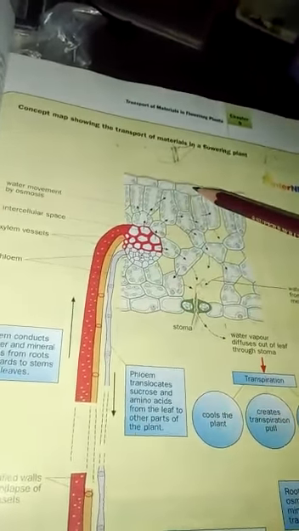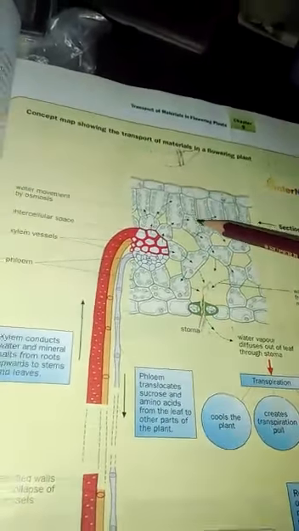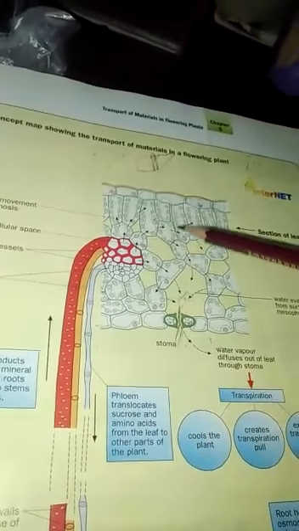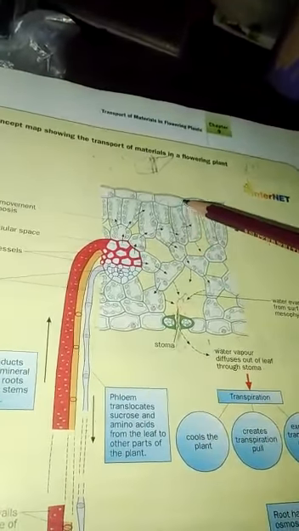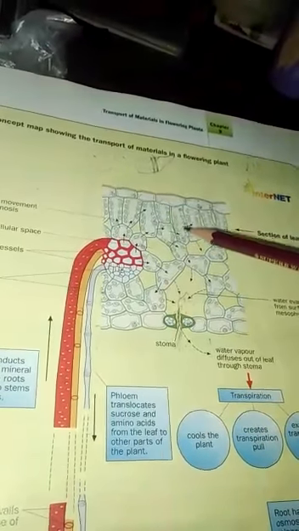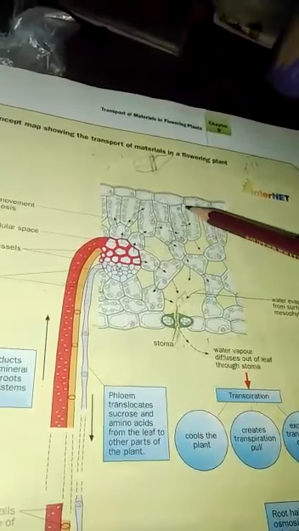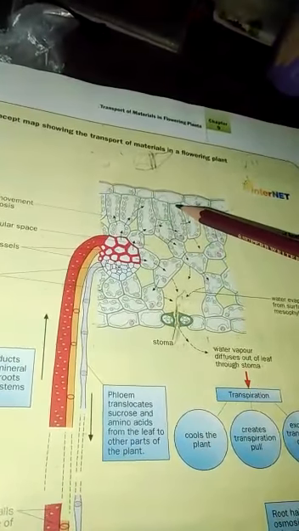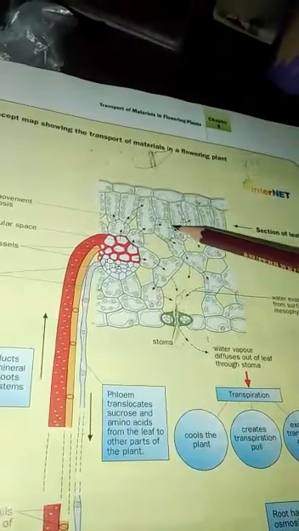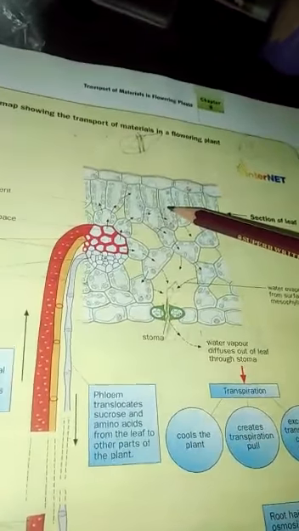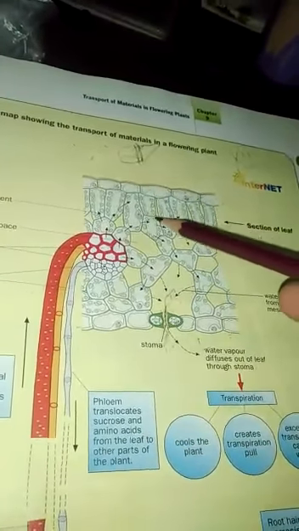Below the upper epidermis, you have seen elongated cells. These elongated cells are called mesophyll cells. They contain chloroplasts, which help in the process of photosynthesis. They also contain nucleus, cell wall, cell membrane, and a vacuole. It is a large vacuole which contains water and mineral salts. Photosynthesis occurs in palisade cells.